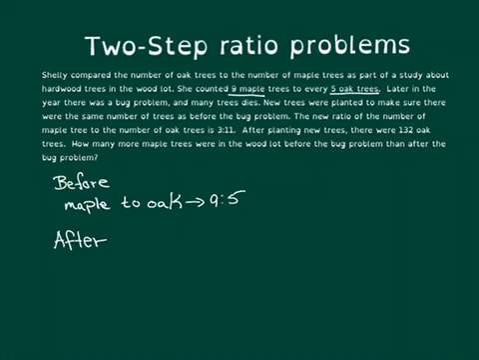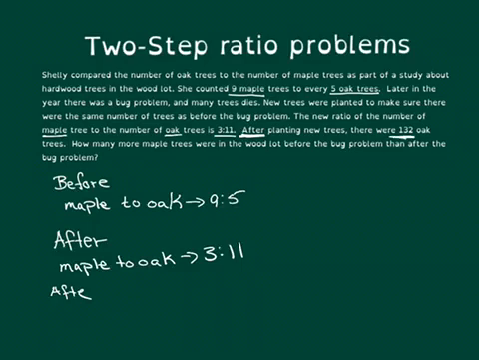And then after, the new ratio of maple to oak is going to be 3 to 11. So same thing, maple to oak is going to be 3 to 11. And finally, the other information that is given to us is that after planting, so this is going to go under after planting, there were 132 oak trees.